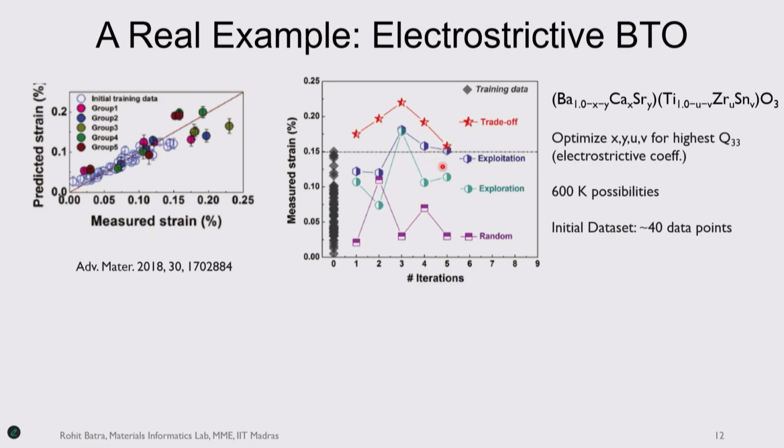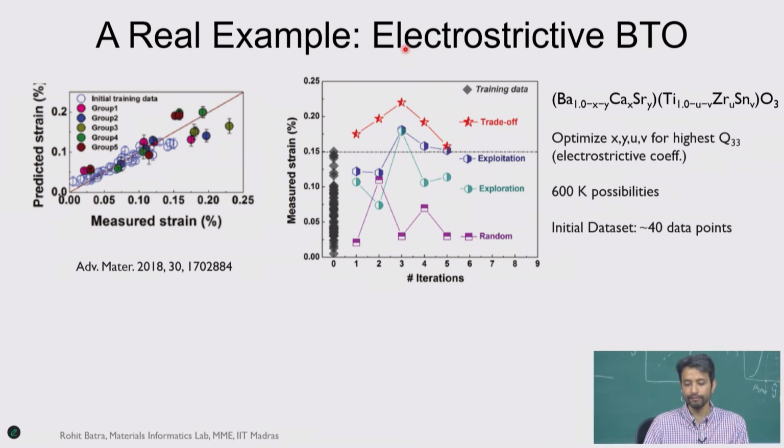So now just showing one example. This is one case, one publication. They were interested in finding new electrostrictive materials. They started with an initial known data set of 40. Their candidate data set was 6 lakh, so 600,000. So they used this expected improvement iterative learning strategy to come up with new materials in this material space, which results in the highest electrostrictive coefficient, which is Q33.